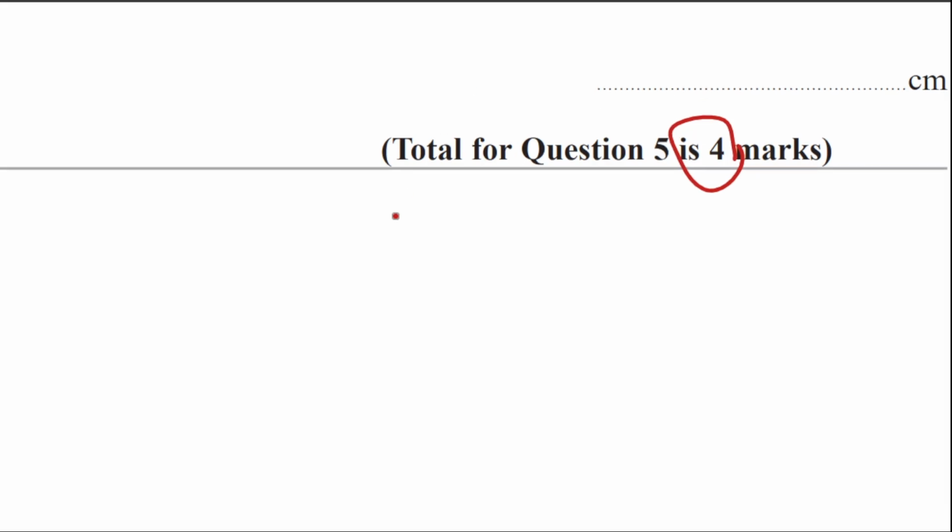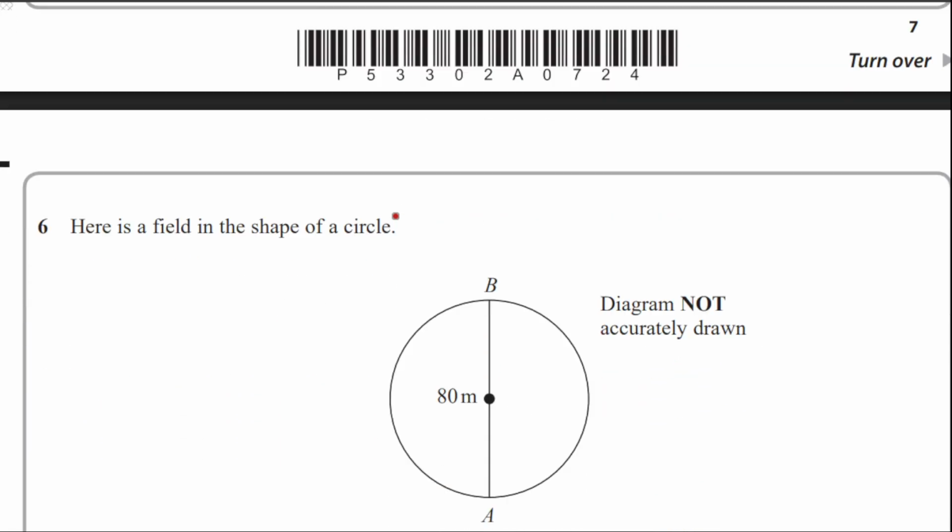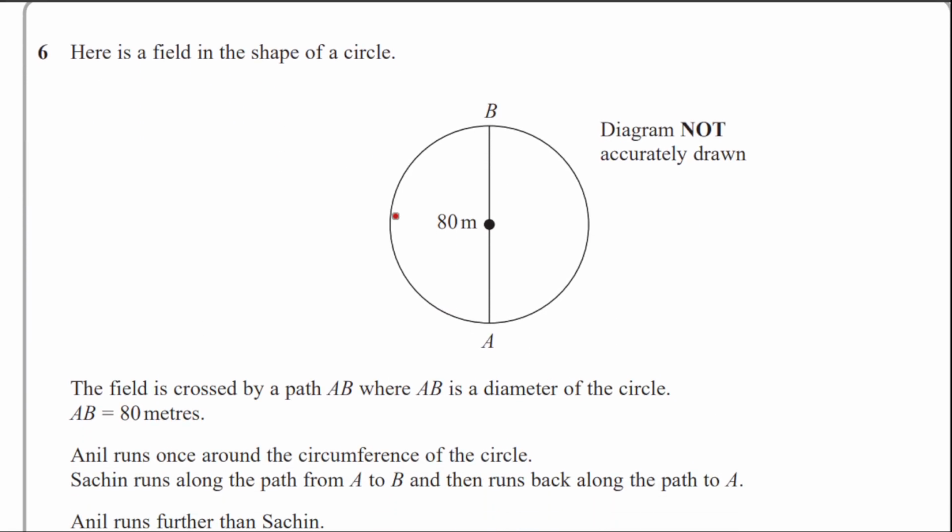How was it? Was it easy? Was it fun? Now let's go to question 6. Question 6 is even better, it's funnier, it's nicer. Alright, here's a field in the shape of a circle.